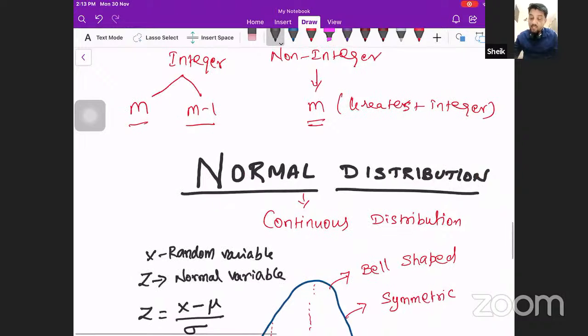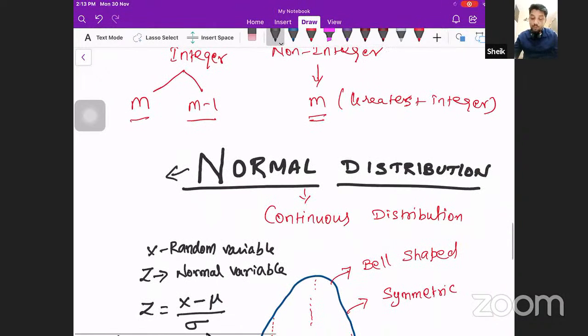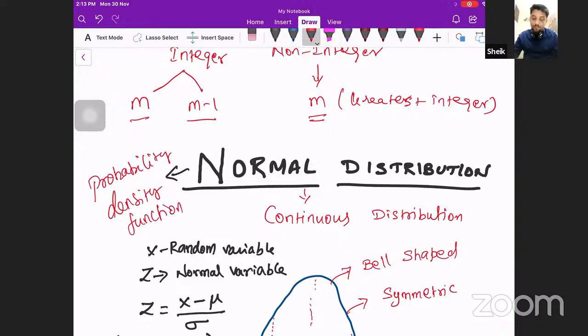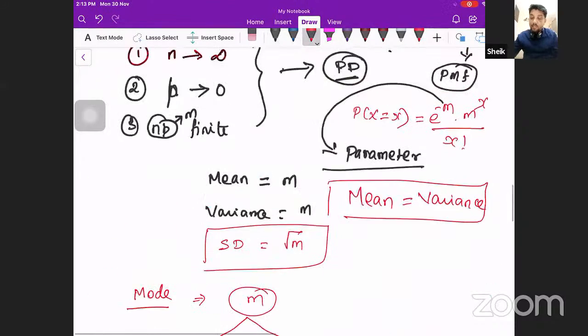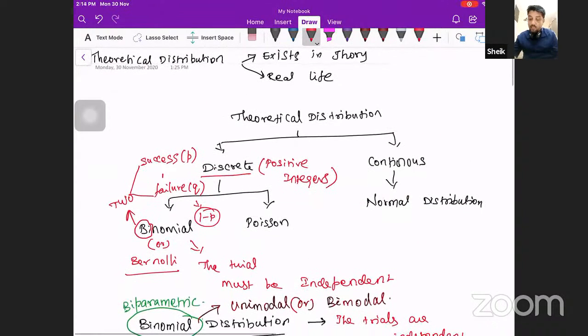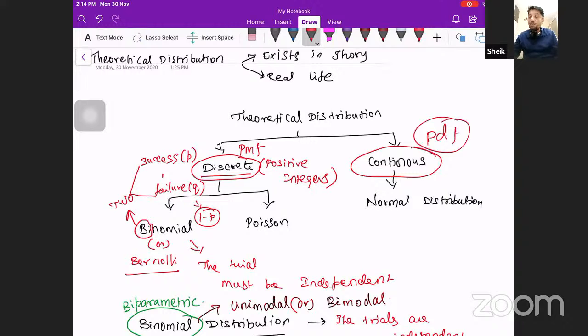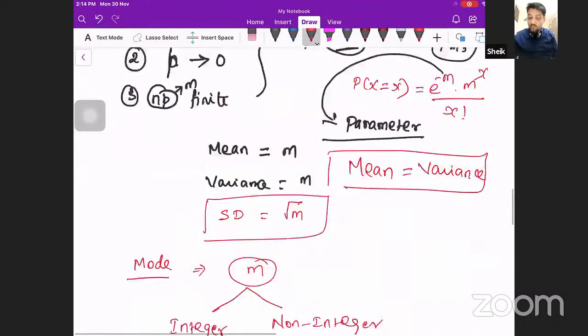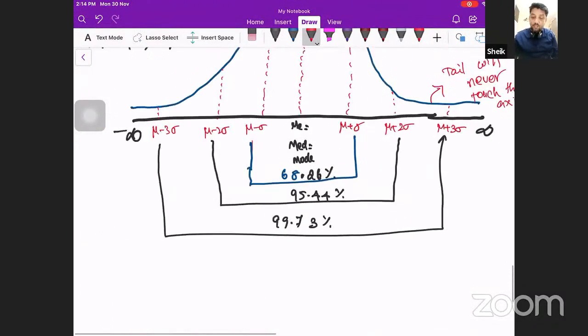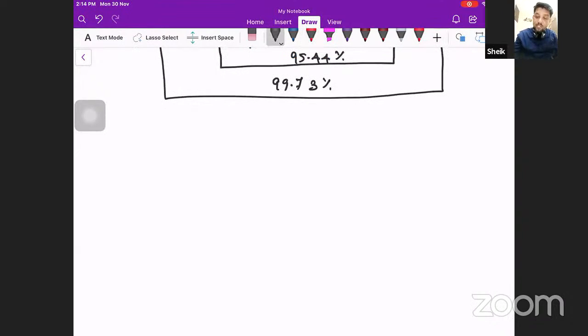Since it's a normal distribution, what we have to discuss is the probability density function. For discrete variables it is the PMF, probability mass function. When it is continuous, it is the PDF, probability density function. Now listen here, let me write what the probability density function is.